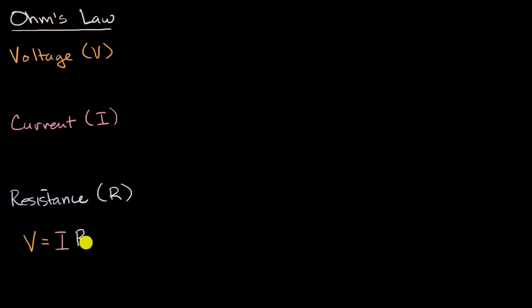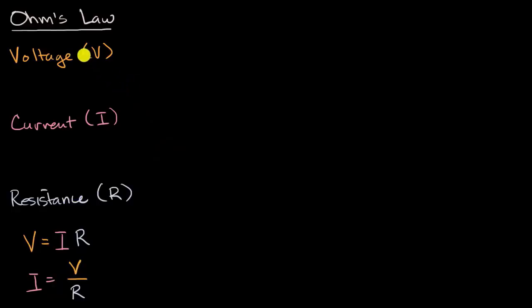Or, by dividing both sides of the equation by resistance, we get that current is equal to voltage divided by resistance. But intuitively, what exactly is voltage? What is current? And what precisely is resistance? And what are the units for them so that we can make sense of this?